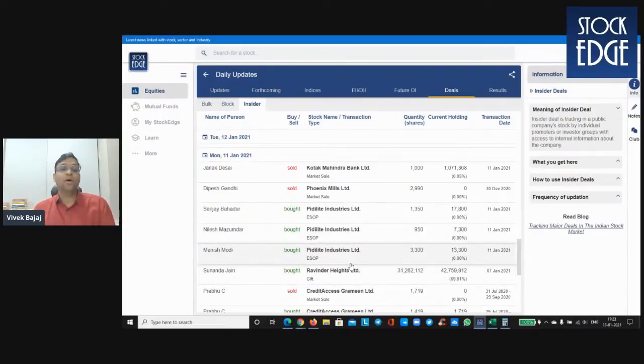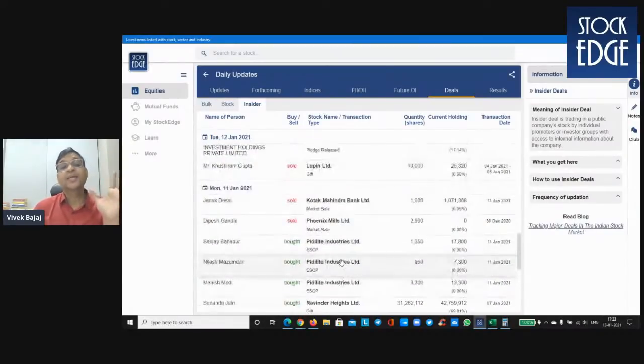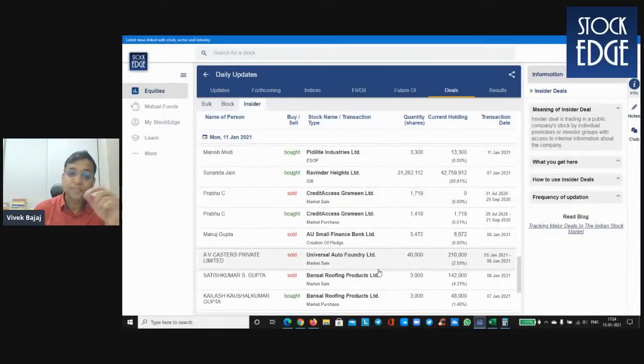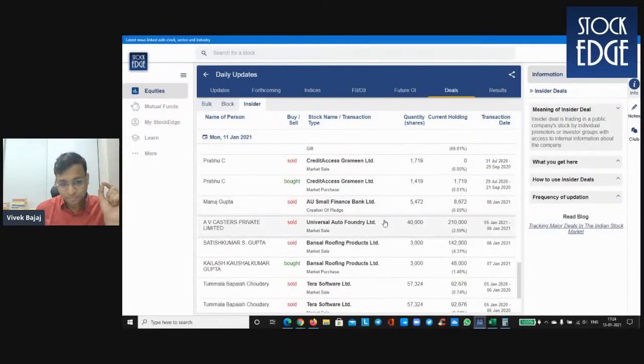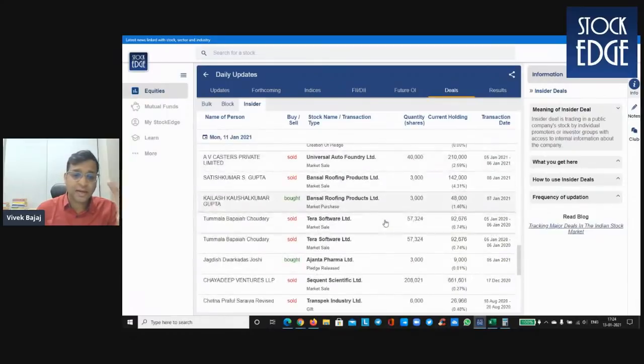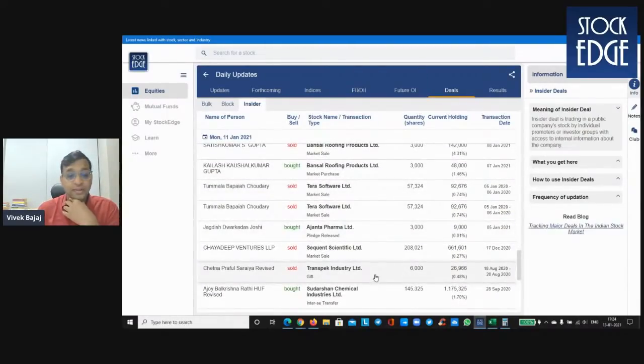Let me clarify one point: there is one category called ESOP. ESOP is typically for employees, who get shares in the company by virtue of their employment, and people buy those shares by exercising that ESOP. So ESOP is not something you should look at very seriously. The most important classification of insider deals which you should look at is market purchase and market sale. In case you find any stock with a relevant name in that category, then definitely you should look at it.